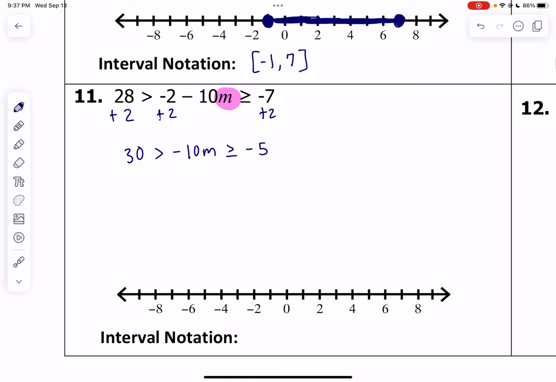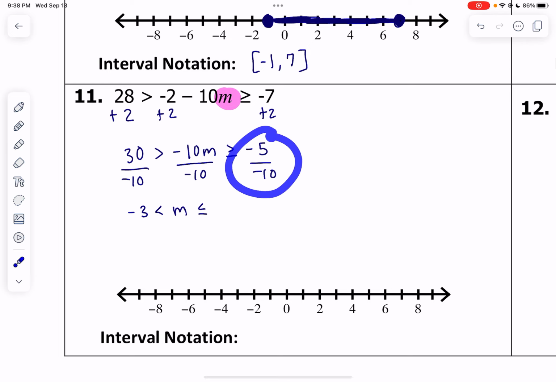All right. And then here at this point, be super careful. We're going to divide by negative 10. So since we're dividing by a negative number, we have to switch the symbols. So divide by negative 10. We do it to all sides. So therefore, 30 divided by negative 10 is negative 3. We switch the symbols. Don't forget that because we're dividing by a negative. And we're left with m. Switch the symbol. This was simplified to 1/2.